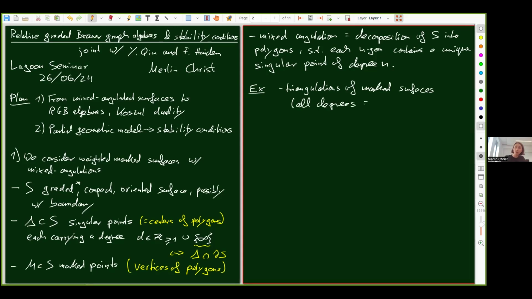Degrees equal to 3. In particular, there are no boundary singular points because boundary singular points always have degree infinity. So in that case, it's really the same thing that you should know. You have finitely many marked points, and you look at triangulations or maybe ideal triangulations. And it's the story from, say, cluster theory of surfaces.